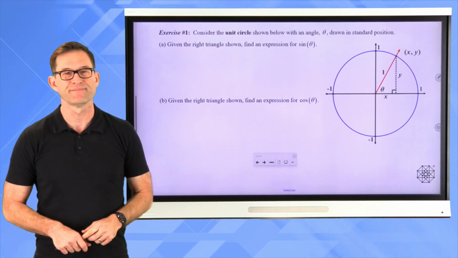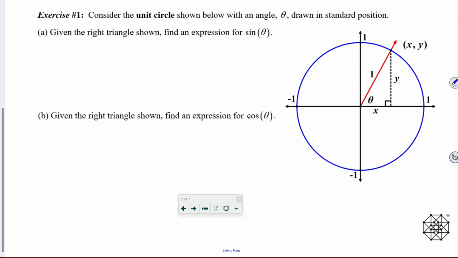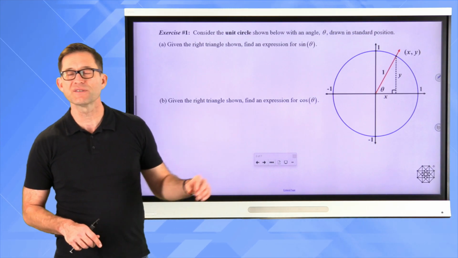Exercise number 1. Consider the unit circle shown below with an angle theta drawn in standard position. Letter A. Given the right triangle shown, find an expression for sine theta. All right, well, let's do this together.